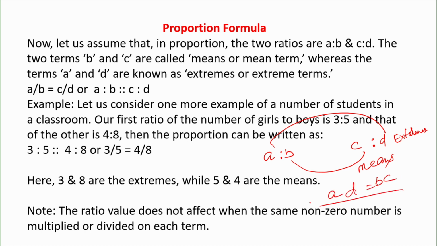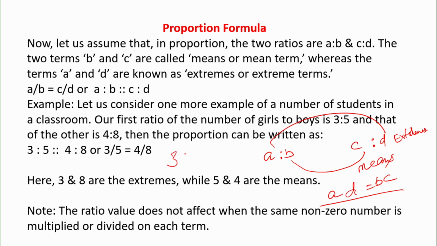If the product of means is equal to the product of extremes, then we can say that the two ratios are in proportion. For example, take the number of students in a classroom: the ratio of girls to boys is 3:5 in one and 4:8 in the other. We can write 3:5 is as 4:8, correct.